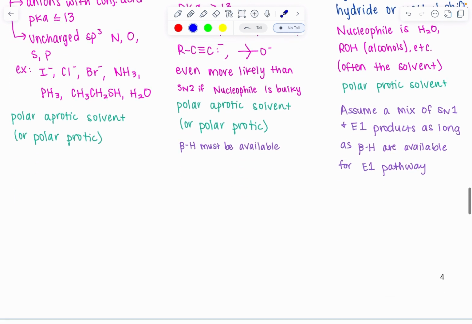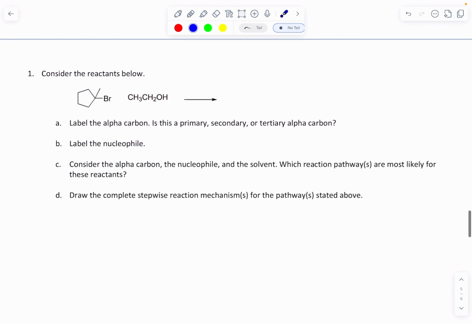Okay, on the next page, we have some examples trying to identify what type of reaction is most likely based on the alpha carbon, nucleophile, solvent, and then drawing the reaction mechanisms.